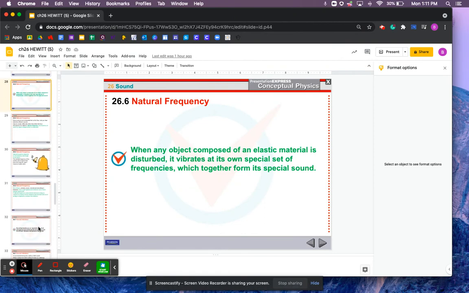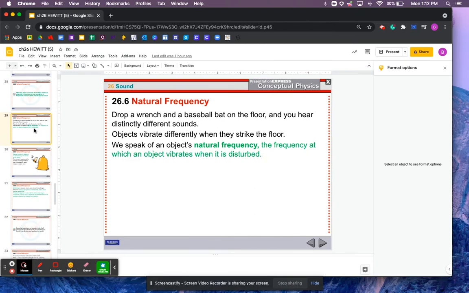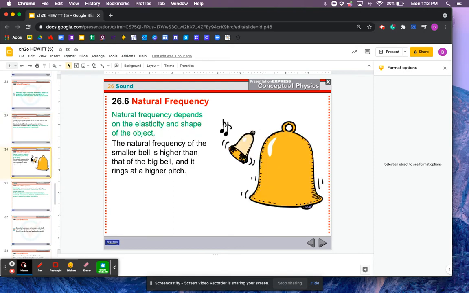Just something to remember: when an object is composed of elastic material and it is disturbed, it vibrates at its own special set of frequencies, which together form a special sound. That special sound is actually called the natural frequency. So the natural frequency is the frequency at which an object vibrates when it's disturbed. Think of a wine glass, right? If you hit it with your finger, it makes a specific noise. Depending on the shape of it, it might make a different noise. That's all its natural frequency is.